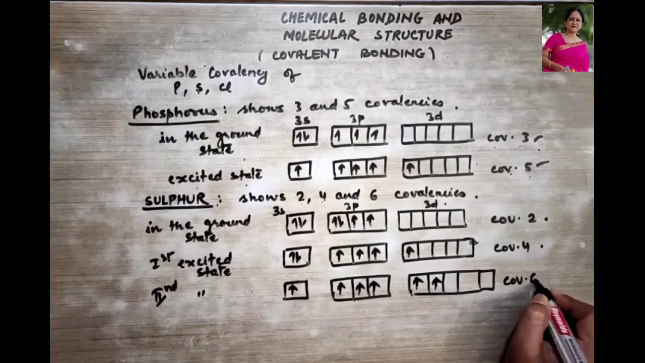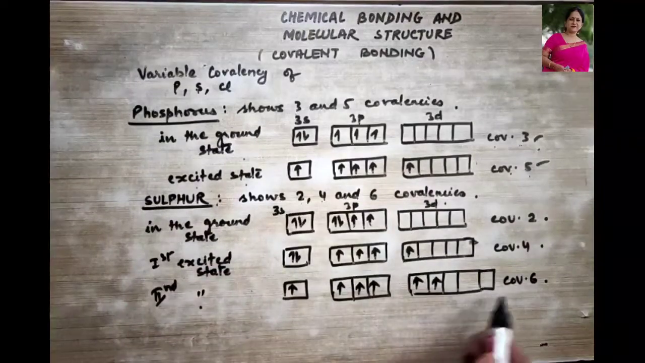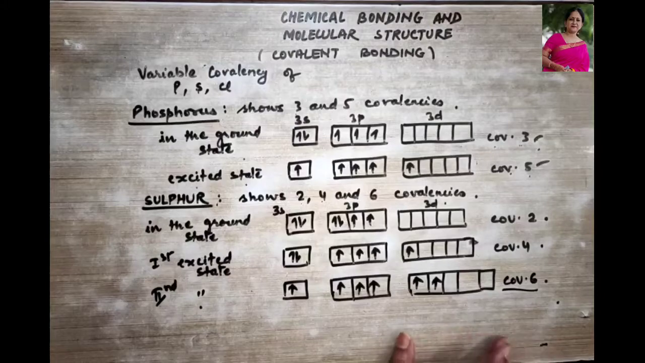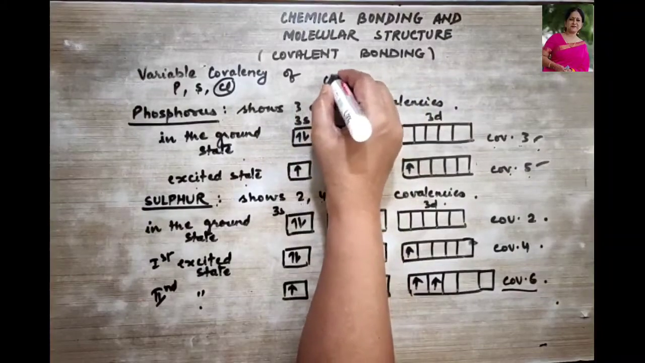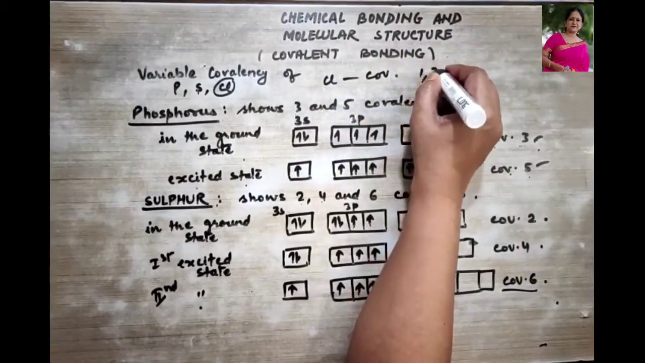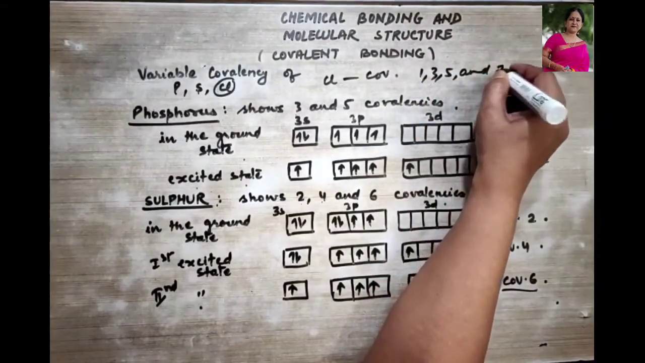So in the second excited state, the sulfur shows 6 as the covalency. I hope you have understood all this. Now, know about chlorine. Chlorine's covalencies are 1, 3, 5 and 7, right?